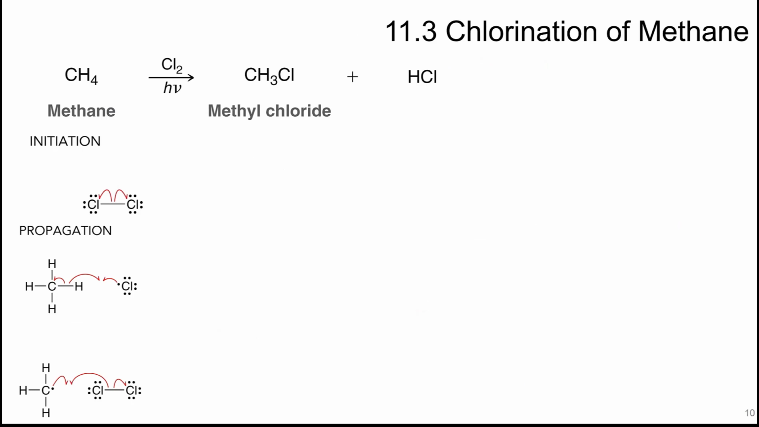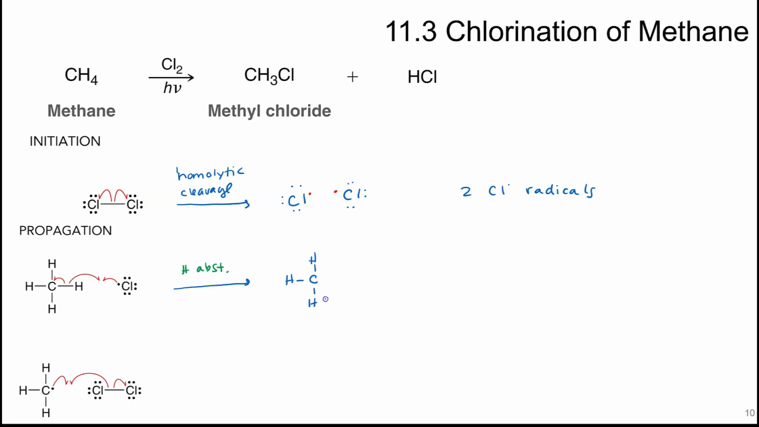Methane, which is CH4, can be chlorinated to give us methyl chloride plus HCl. In the initiation step for that, we do a homolytic cleavage and form the two radicals. In the propagation step, the chlorine radical can grab a hydrogen from there. This is an H abstraction. There's a radical here from this one electron, and then we formed a new bond to HCl.